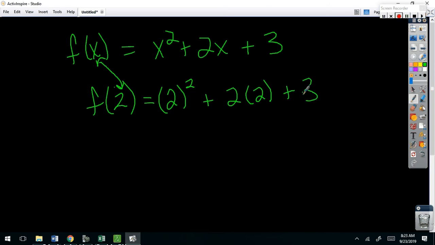Okay? Remember that first test we did? I said, what's the value of y if x is whatever? This is the same thing. It's just asking you in a different way. So we get 4 plus 4 plus 3. 11. So f of 2 is 11. Does that make sense?